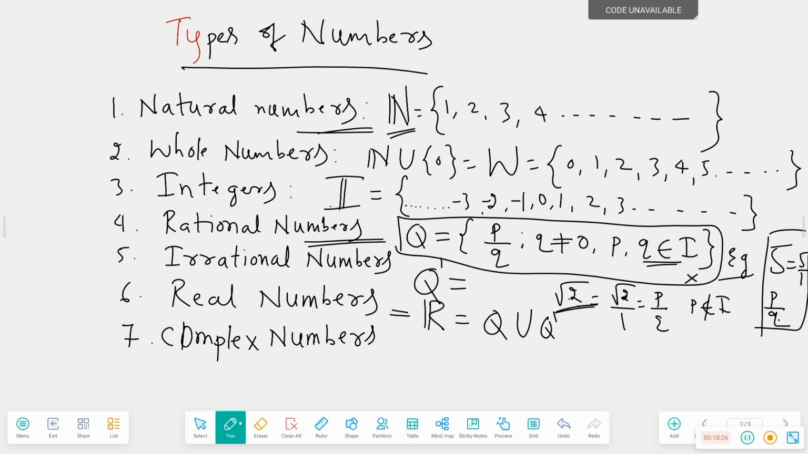See, √2 is a real number, 5 is a real number, like that. See, all the numbers that are on the number line come under real numbers.